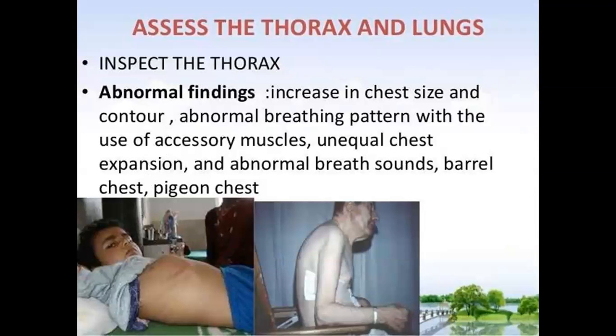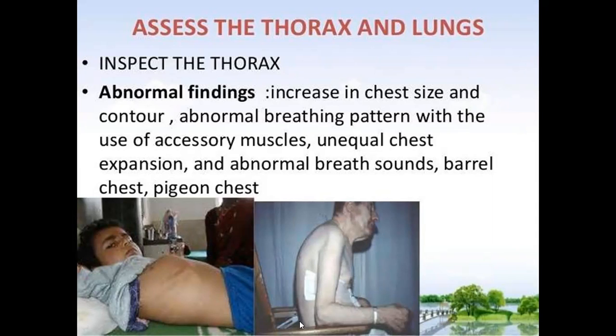Then, when we are assessing the thorax and the lungs, what are the abnormal findings we will get? Whenever you are inspecting the thorax, the abnormal findings include an increase in chest size, contour, and abnormal breathing pattern. The abnormal breathing pattern involves using the accessory muscles, and the diaphragm may sometimes be used for breathing. Then unusual chest expansion and abnormal breathing sounds.